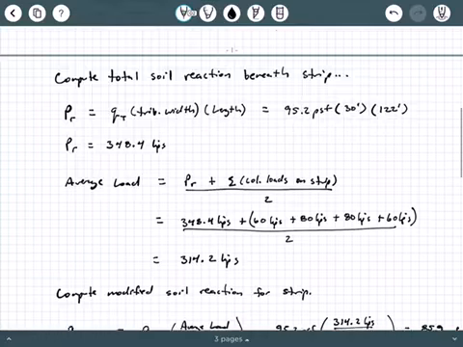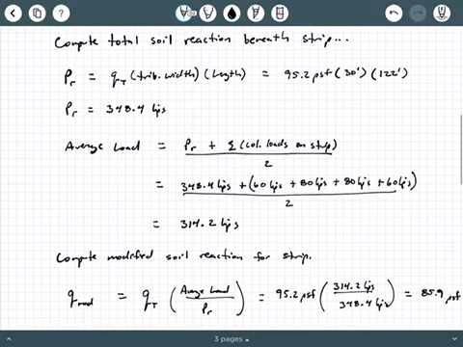So you have to make modifications to the strip you're analyzing. To compute this modified soil reaction, I'm going to call it Q mod, and I'm going to say it's equal to the total soil reaction, which we calculated several steps earlier, times the average load divided by the soil reaction beneath the strip of interest. And so all three of these values we already have.